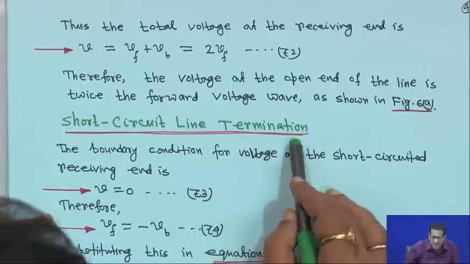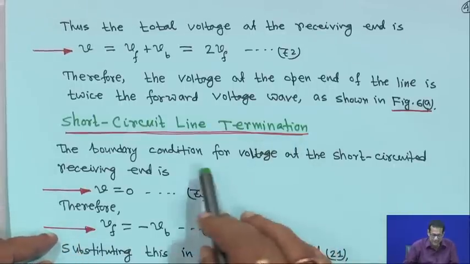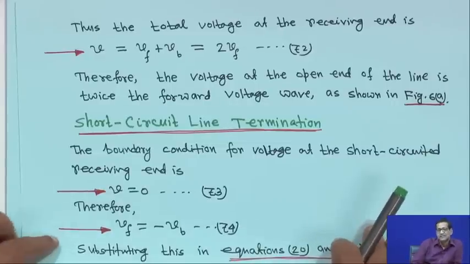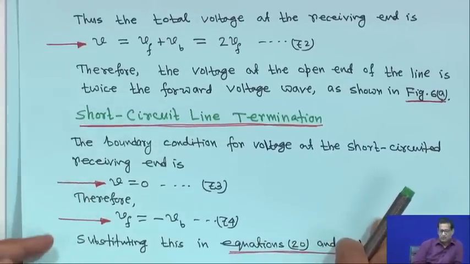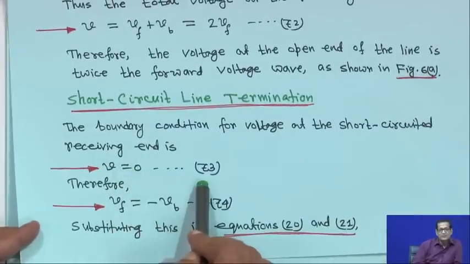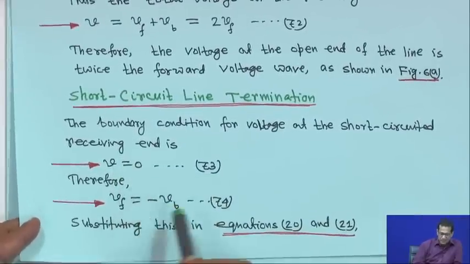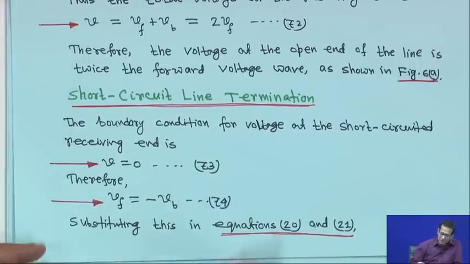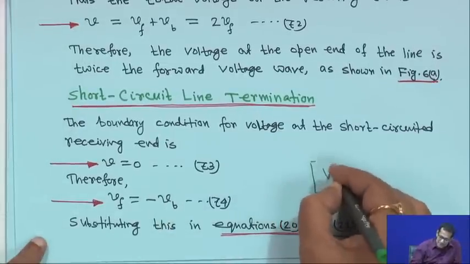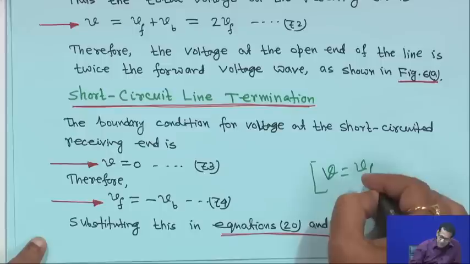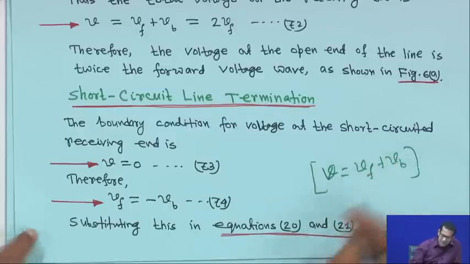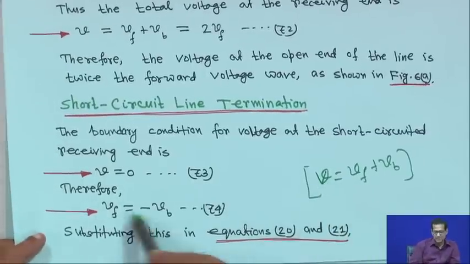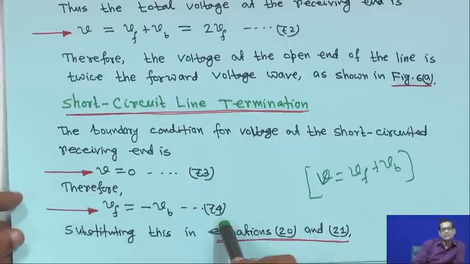Similarly, for the short circuit line termination, the receiving end is short circuited, which means the receiving end voltage is 0, that is V is equal to 0, this is equation 73. Therefore, Vf will become minus Vb, because you know that V is equal to Vf plus Vb. If V is equal to 0, then Vf is equal to minus Vb, this is equation 74.